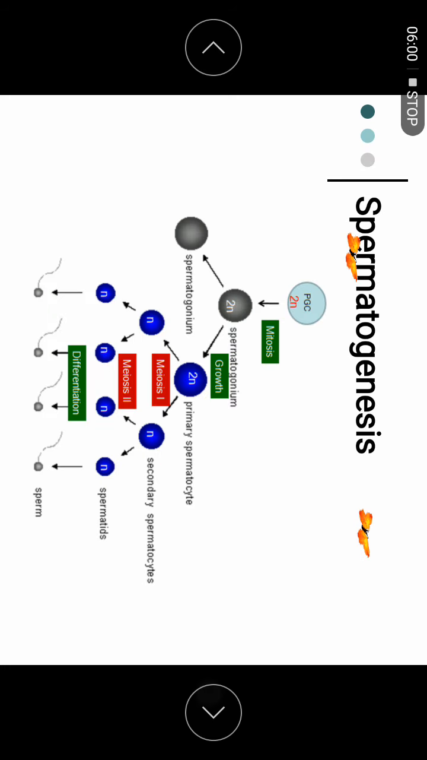Okay, so spermatogenesis, let us see, it starts from PGC. So later we will see what PGC is.